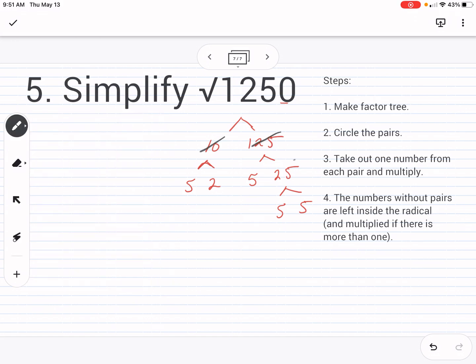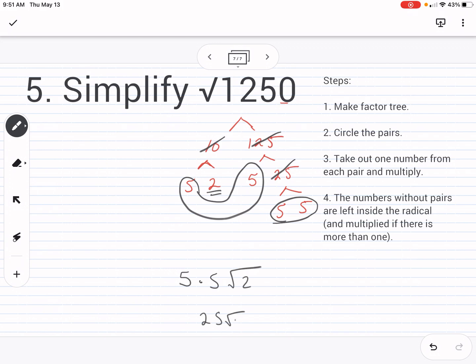So now I'm going to look at only my prime numbers, and I'm going to start looking for pairs. Here I see a pair of 5's, another pair of 5's, and I have a 2 left over, so that goes into the square root. So my answer is 25 square root of 2.